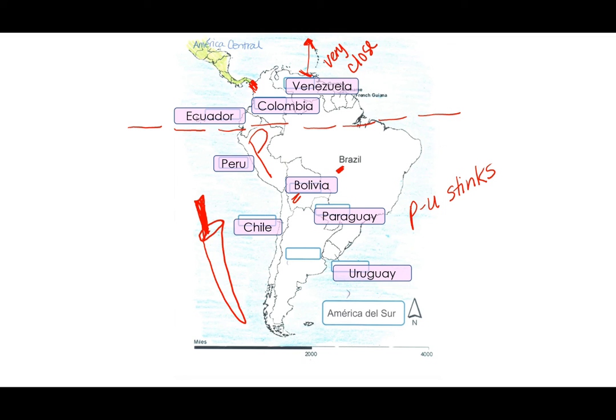And the last one is Argentina. Argentina is easy for me because Argentina is close to Antarctica. That's where the penguins are. Now again, the yellow area up at the top, you don't have to label because that is America Central and it was on the previous map.